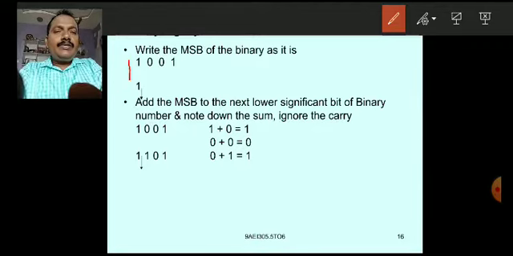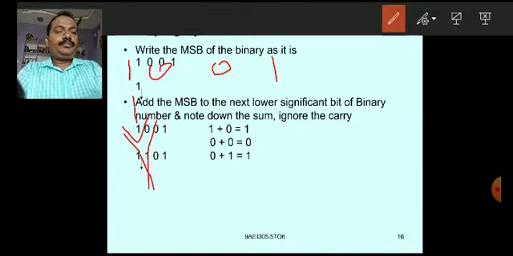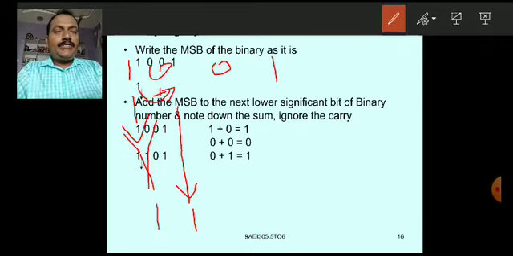You observe 1 0 0 1. You write the MSB as it is, 1. Then 1 plus 0 is 1.